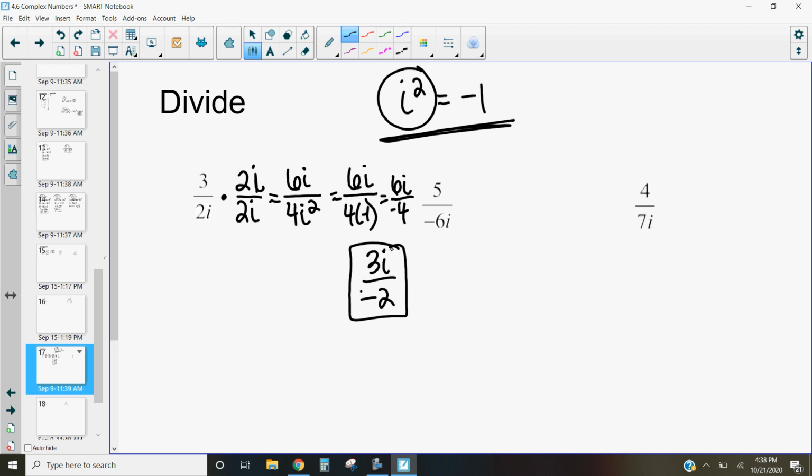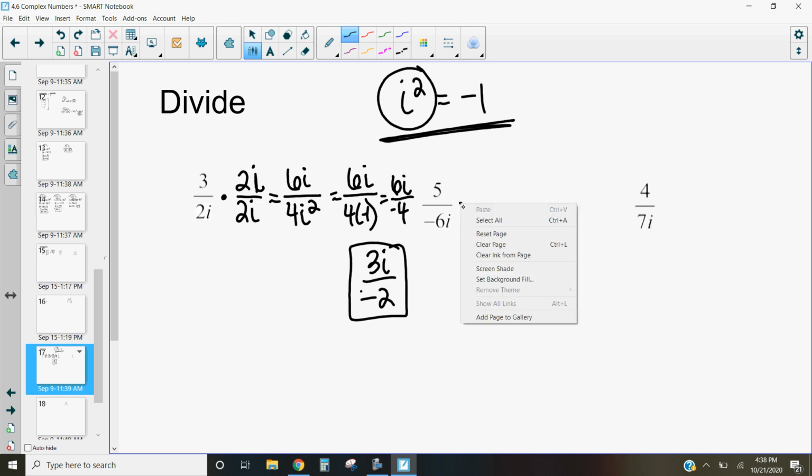Now, this is the case if we have a complex number that only has an imaginary part. If we have a complex number with both a real and an imaginary part, we're going to do something different, and we're going to talk about that in the next slide. But for right now, let's practice what we do when we divide by just an imaginary number, by a number with only that imaginary part.